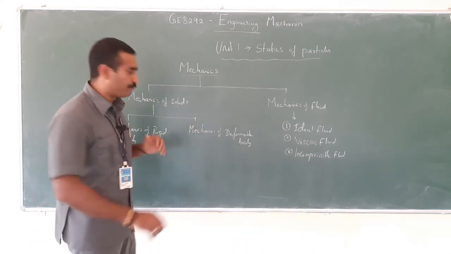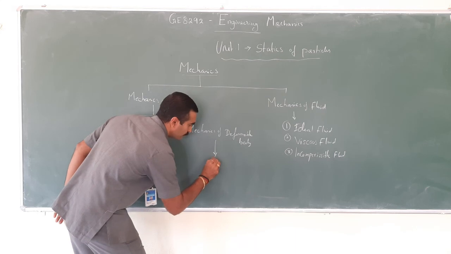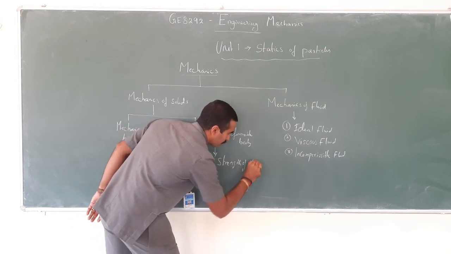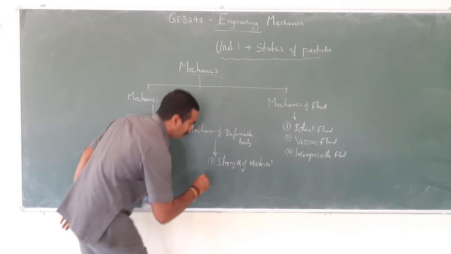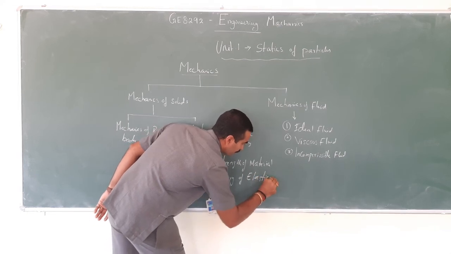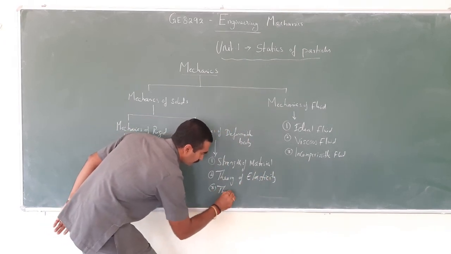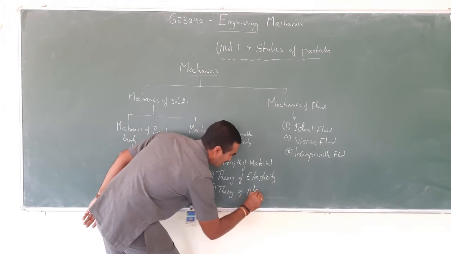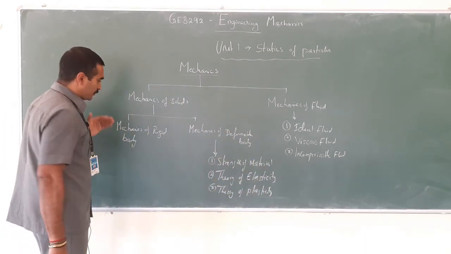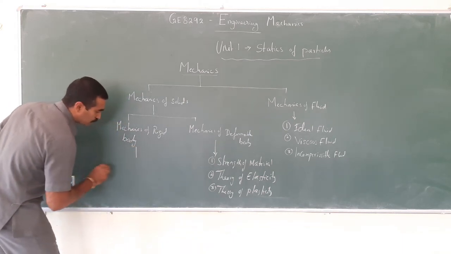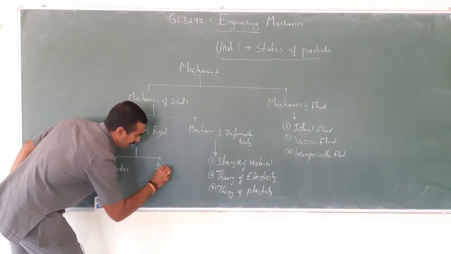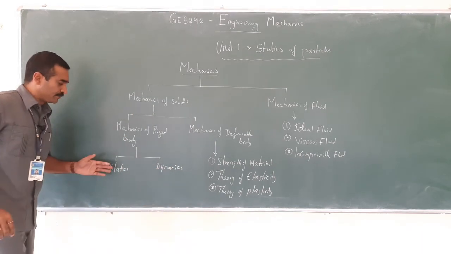The mechanics of deformable body is further classified into three: strength of materials, theory of elasticity, and theory of plasticity. As far as mechanics of rigid body is concerned, it is further classified into two: statics and dynamics. What do you mean by statics?